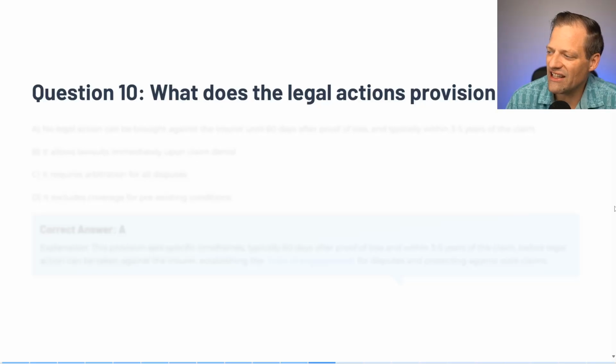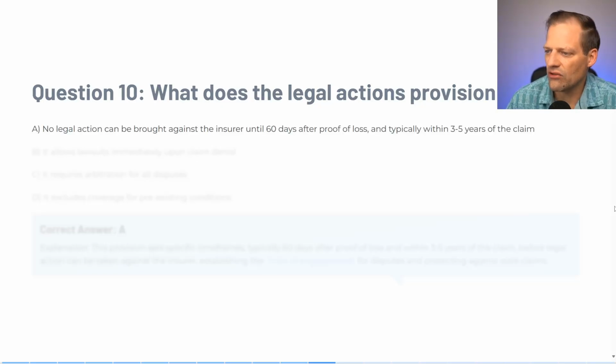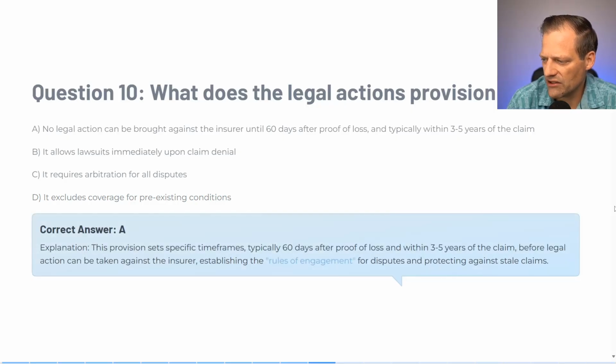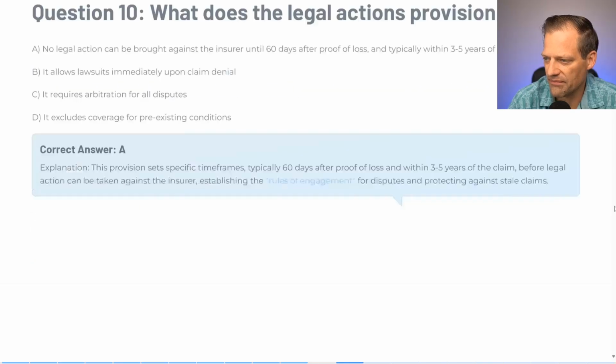Question 10, what does the legal actions provision state? A, no legal action can be brought against the insurer until 60 days after proof of loss, and typically within 3 to 5 years of the claim. B, it allows lawsuits immediately upon claim denial. C, it requires arbitration. Or D, it excludes coverage for pre-existing conditions. The answer is A, and the best way to remember this is typically 60 days, no claims can be brought, and within 3 to 5 years typically. So remember those numbers on the exam.